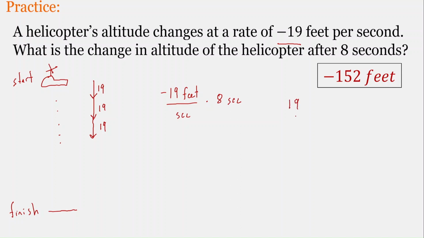So 19 times 8. 9 times 8 is 72. Put the 2 here, carry the 7. 8 times 1 is 8, plus 7 is 15. So the answer is 152. We were descending. And we're multiplying a negative times a positive. So this would be negative 152 feet. So the change in altitude from start to finish was negative 152 feet.